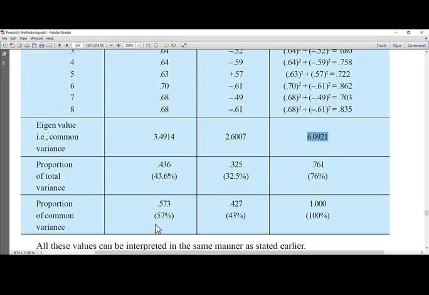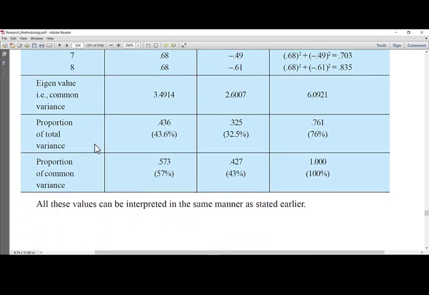Then the proportion of common variance, if we calculate, that is 3.4914 by 6.0921. This is 0.573 or 57.3%. And this, 2.6007 by 6.0921, that is 0.427, 42.7%. Here it is obviously 1, 6.0921 by 6.0921, 100%. And similarly the proportion of total variance is calculated, and this procedure is given in the text.